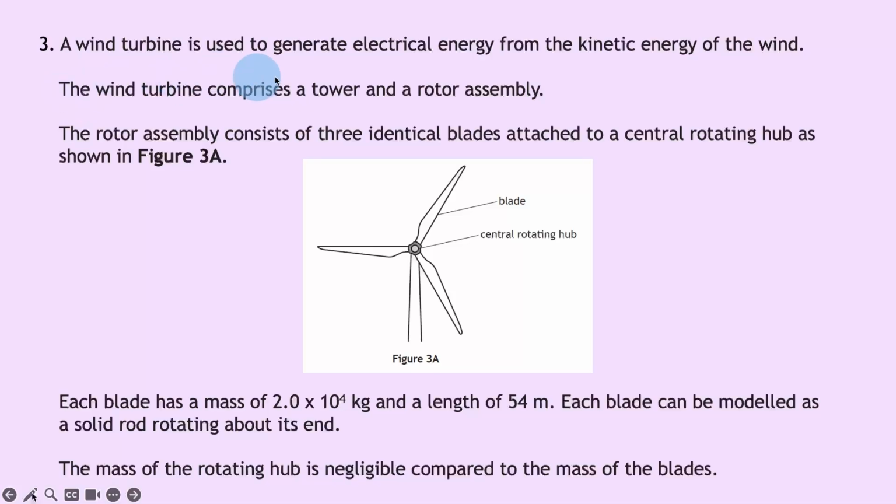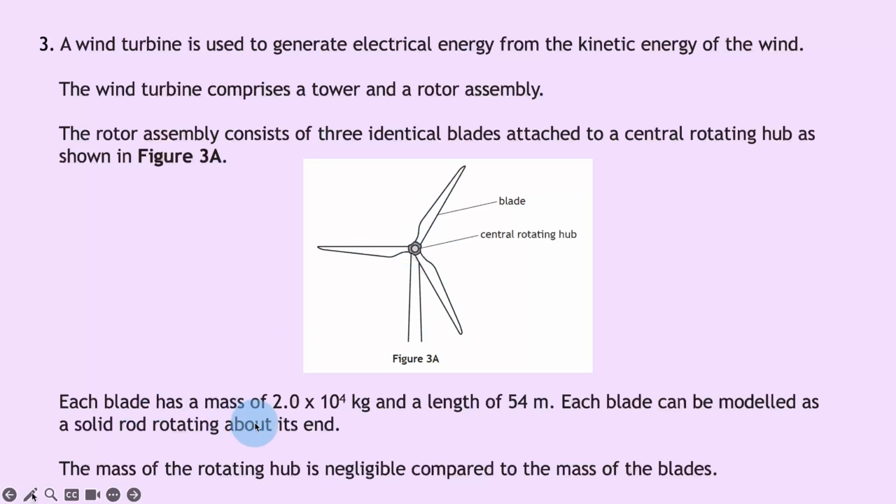Question 3 says a wind turbine is used to generate electrical energy from the kinetic energy of the wind. The wind turbine comprises a tower and a rotor assembly. The rotor assembly consists of 3 identical blades attached to a central rotating hub as shown in figure 3a. So there's the central rotating hub in the middle and we've got the 3 blades.